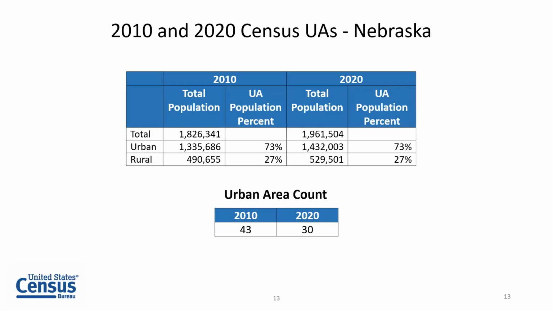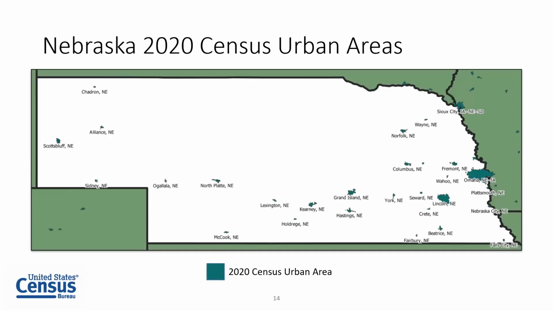And then looking at the metrics for the state of Nebraska in particular, the percent of urban population between 2010 and 2020 actually remained the same. However, we do see that the number of urban areas decreased from 43 urban areas in 2010 to 30 urban areas in 2020. And this map just depicts the 2020 census urban areas for the state of Nebraska. All of the dark green areas with the labels are the Nebraska 2020 census urban areas.